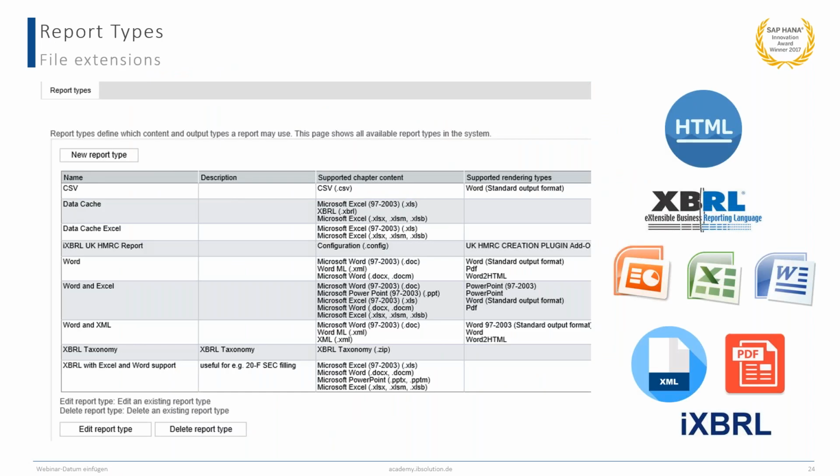Report types, that's something which you need to set up, and it's very easy. There are plugins for all of these extensions available when you download Disclosure Management, and you have the freedom to create any report type that you want. So it will have supported chapter content and then what could be the output of it. If we look at an example here, we have a Word report which we can use to generate another Word format, a PDF format or HTML. Here is a representation of available report types.